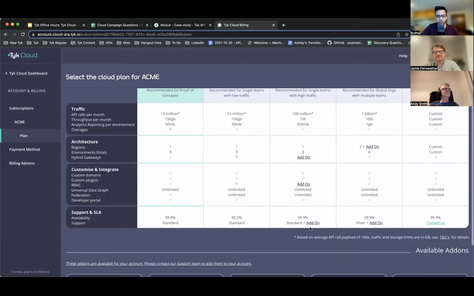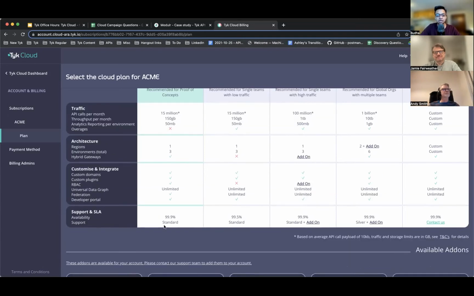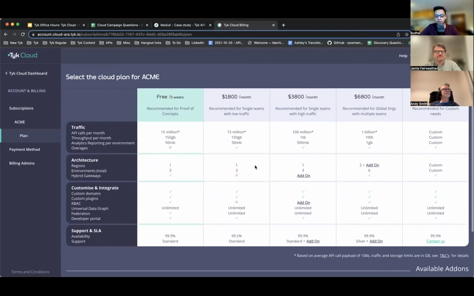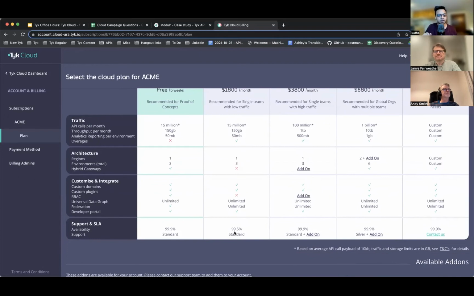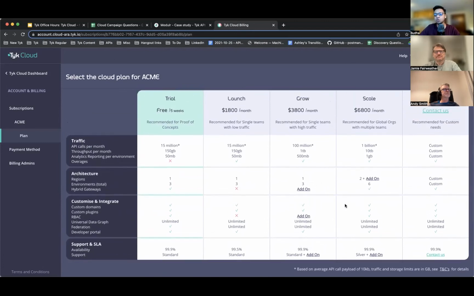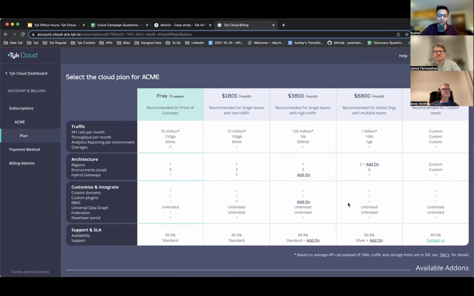Now, if you look at the bottom of this, you've got the SLAs across each one of these different plans. They do have a few differences, where our launch plan has a 99.5% SLA, which again is pretty great, but it goes even higher to 99.9% with our Grow, Scale, and Enterprise model. Our free tier also has that part in there.